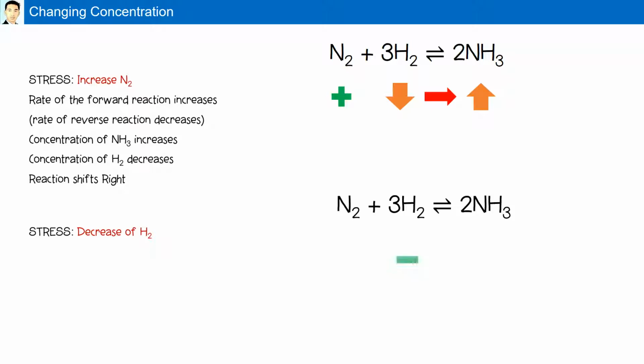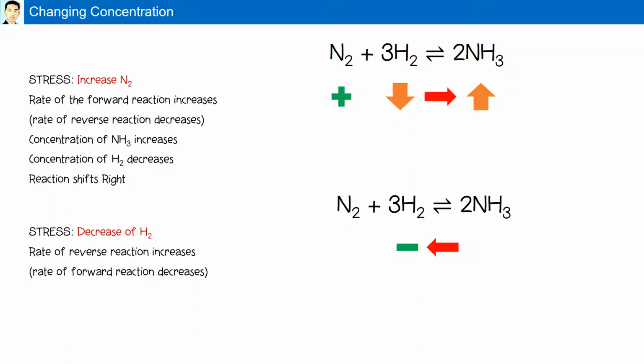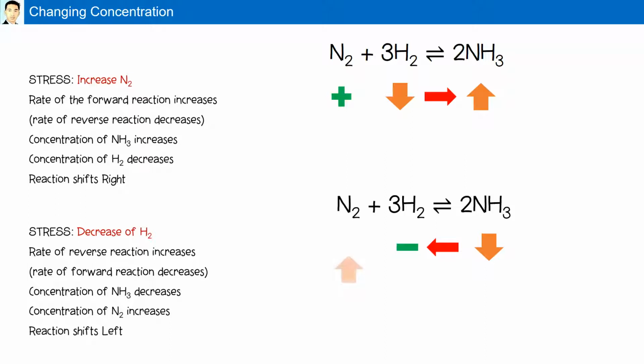A second example: we can have a decrease in stress, where we have a decrease in hydrogen. This is represented by the minus sign. The rate of the reverse reaction increases, while the rate of the forward reaction decreases. The concentration of NH3 decreases, because now we're moving to the left, while the concentration of N2 increases because we have just moved to the left and the reaction shifts left.